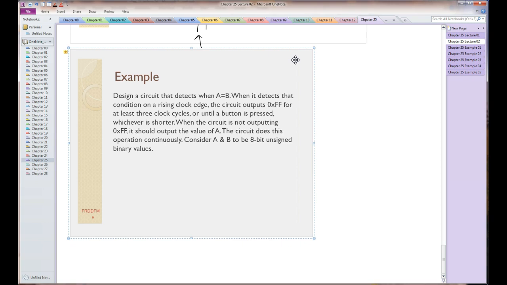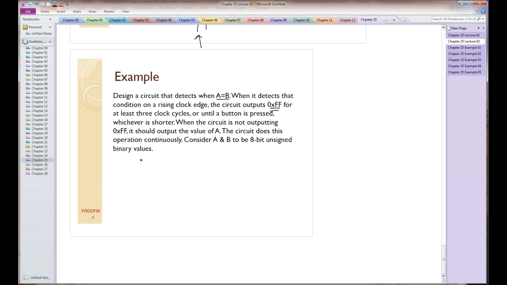So what we have here is a circuit that has an A and a B on the input, and when they're equal on a rising clock edge, the circuit is going to output FF for 3 consecutive clock cycles, or until a button is pressed, so whichever is shorter. Essentially, if it's not outputting FF, it's outputting A.